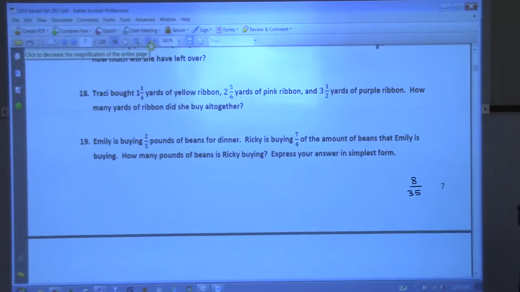Emily is buying 2/5 pounds of beans for dinner. Ricky is buying 7/4 of the amount of beans that Emily is. How many pounds of beans is Ricky buying? Express your answer in simplest form.